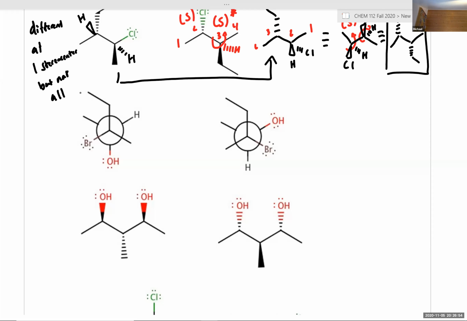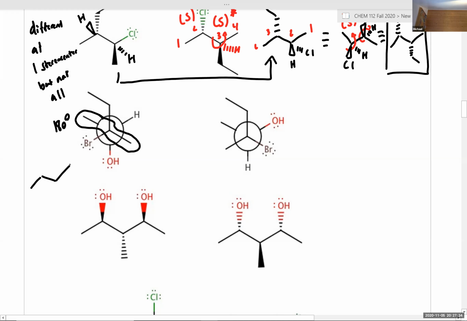I'll start off by showing what this would look like from a sawhorse perspective. And there's a fast trick to draw out the bond line structures. All you do is take your molecule and circle the two substituents that are separated by 180 degrees. Does everyone see these two anti-substituents? Okay, so these are going to be the principal parts of our skeleton.